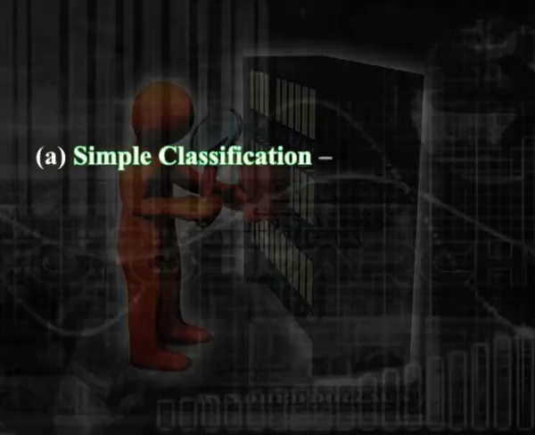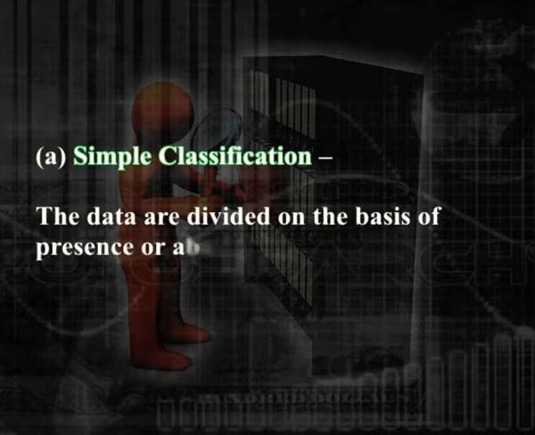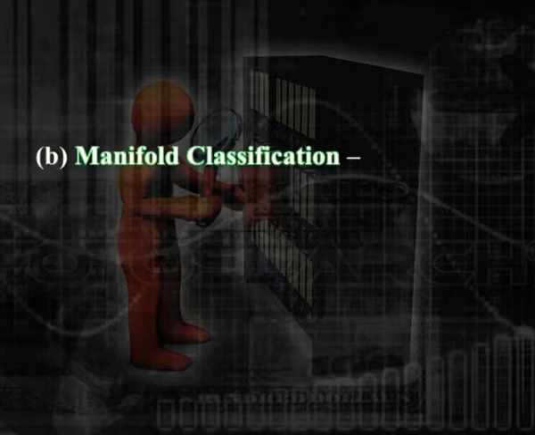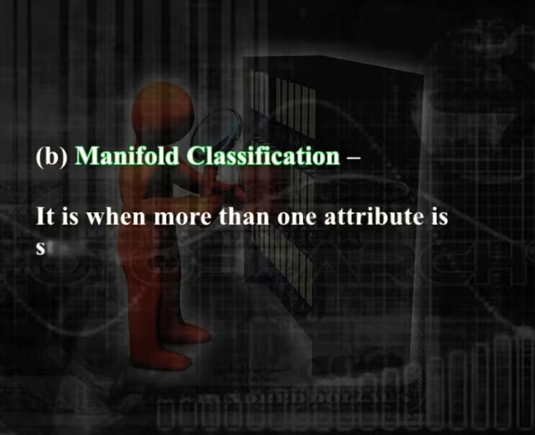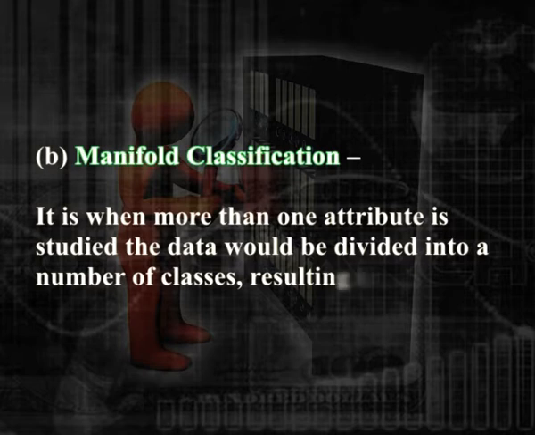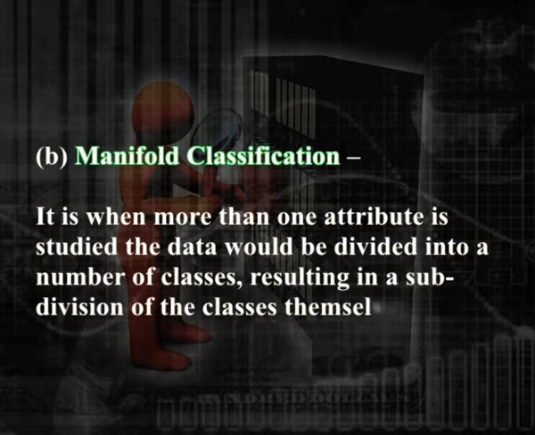This type of classification may be further broken into two heads. First one, simple classification. The data are divided on the basis of presence or absence of attributes or qualities. Second one, manifold classification. When more than one attribute is studied, the data would be divided into a number of classes, resulting in a subdivision of the classes themselves.